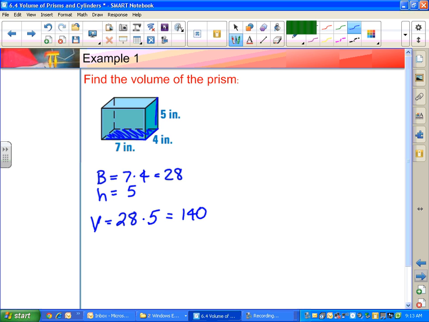Now, when we're working with volume, we want to make sure that we include the units cubed. So in this case, it would be inches cubed, or the way we would say this is 140 cubic inches. We write inches cubed, but we say cubic inches.